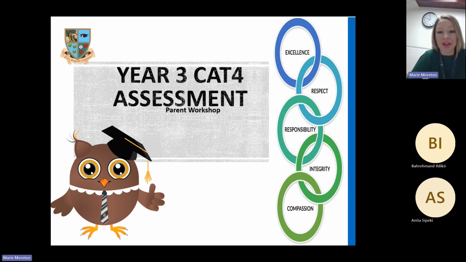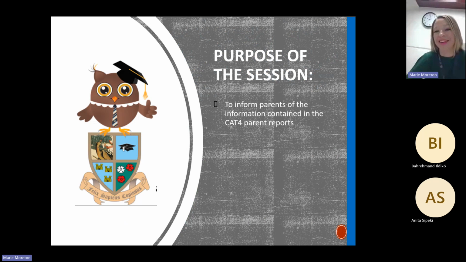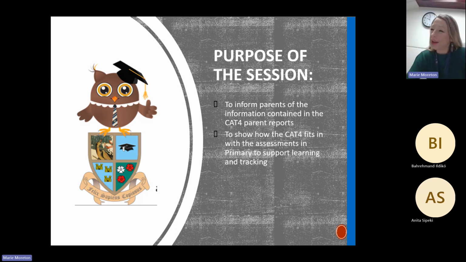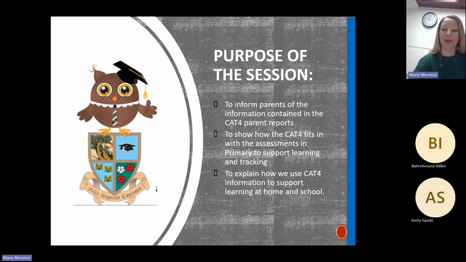So the aim of this workshop or webinar is really to just let you know what kind of information you would expect to find in the CAT4 parent reports. The Year 3s over the last couple of weeks have been doing the CAT4 assessments, and so it's really to tell you what that is, what it looks like, what information you will receive, how we in primary use that information to inform learning and teaching and tracking of our children's progress, and how you can use that information to support learning from home as well.